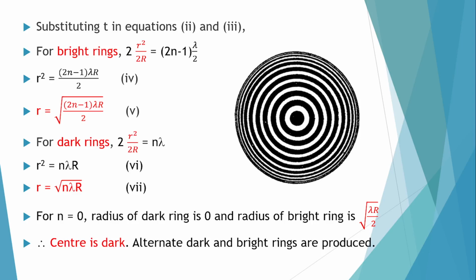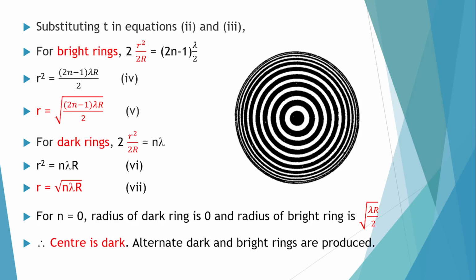And what about the dark ring? Putting the value of small t in equation 3, it will be 2 into r square upon 2R equal to n lambda, and r square equal to n lambda R. Let us call it equation 6. Therefore r equal to square root of n lambda R, it is the radius of the dark ring. So in this way, equation 5 and equation 6 give us the radius of the bright ring and the radius of the dark ring.